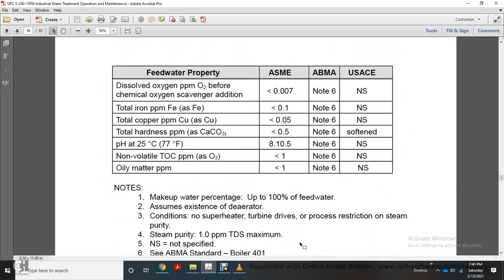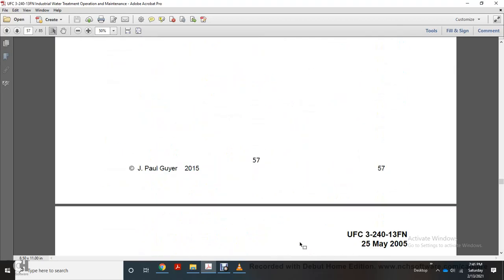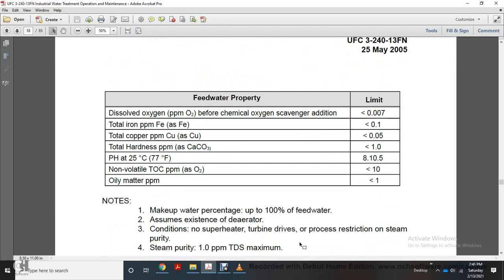So, the feed water property limits from ASME, ABMA, and USACE, the U.S. Army Corps of Engineers. Feed water property limits.